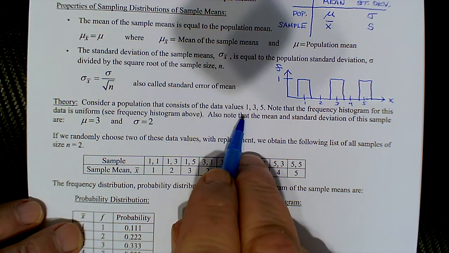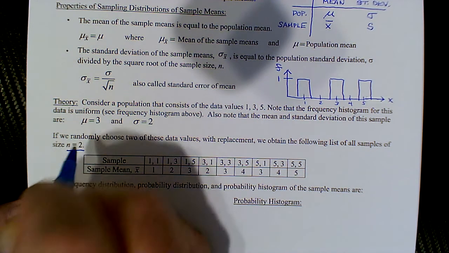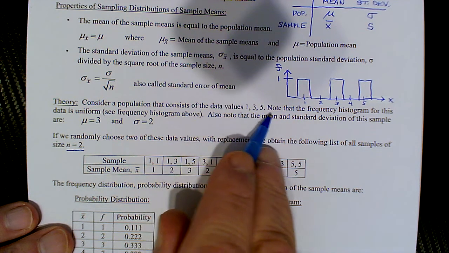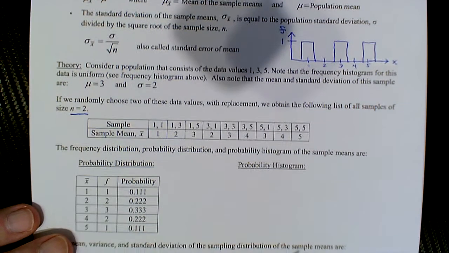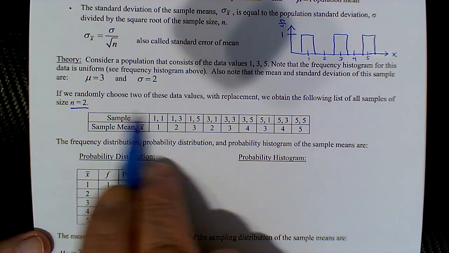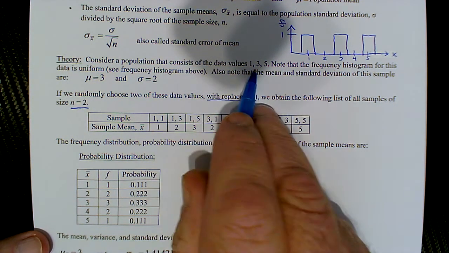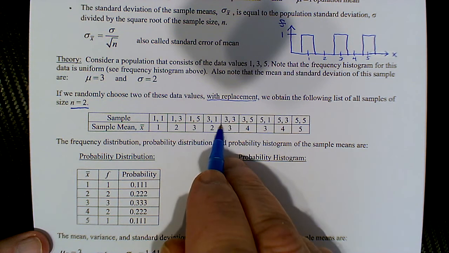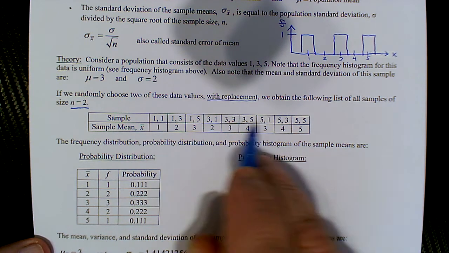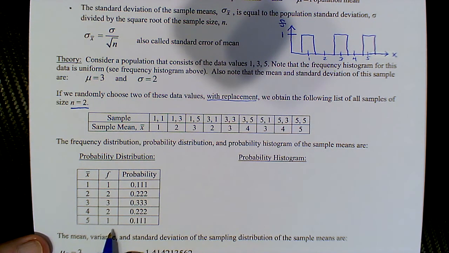Now if we take a sample of size 2 from this population, the mean is going to be 3, and the standard deviation, considering this population 1, 3, and 5, is going to be 2. You could verify that on your own. If we take all possible samples of size 2 with replacement, we get 1 and 1, 1 and 3, 1 and 5, 3 and 1, 3 and 3, 3 and 5, 5 and 1, 5 and 3, and 5 and 5. Those are all the samples of size 2. Calculate their respective means, and then form the sampling distribution.